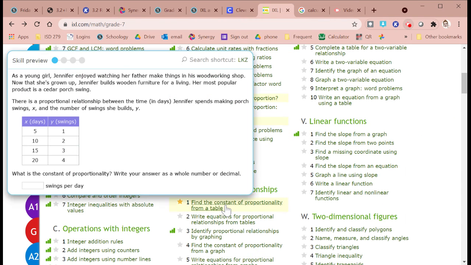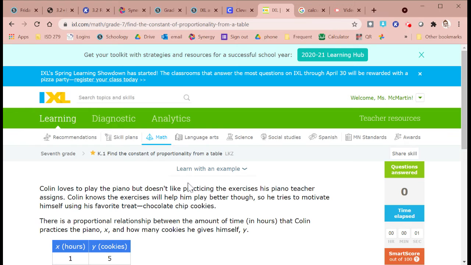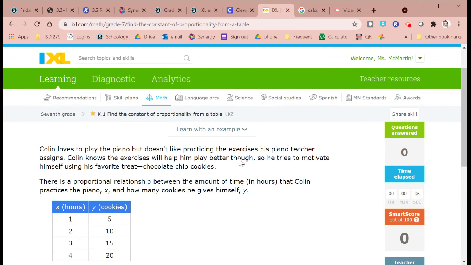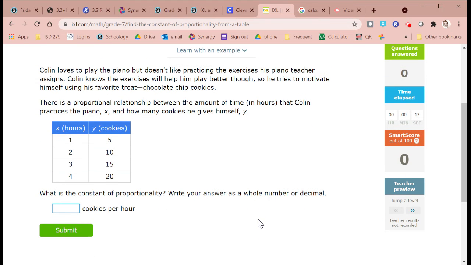Okay, so we're going to look at K1. This is about proportional relationships and finding the constant of proportionality from a table. There's a lot of words in these problems, and I think that sometimes that's actually going to be a little bit more confusing to us. So what I'm going to encourage you to do for these problems is read what the problem is asking here. It says, what is the constant of proportionality? And remember, we know the constant of proportionality is the same as the unit rate. So if you can find the unit rate, you can find the constant of proportionality. And then we're going to write our answer as a whole number or a decimal.